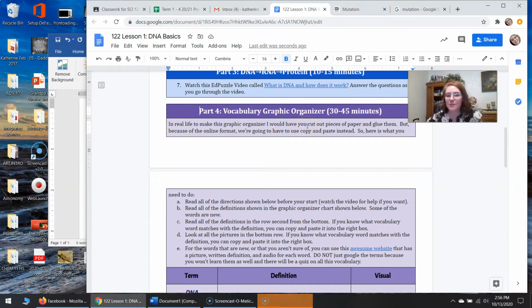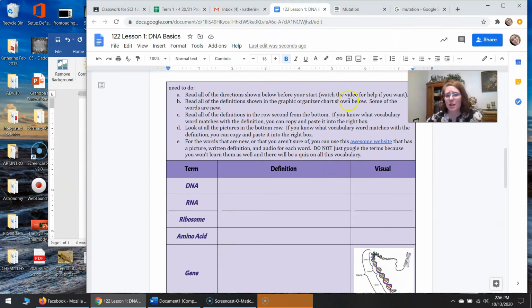In real life, to make a graphic organizer, I would have you guys cut out pieces of paper and then glue them on. Like we would make a chart and we'd literally move it and glue it on. But because we're online, we can't really do that. So we're going to have to copy and paste instead. I know I go on and on about not copying and pasting in class, but in this case, it's okay. Here's what you need to do.